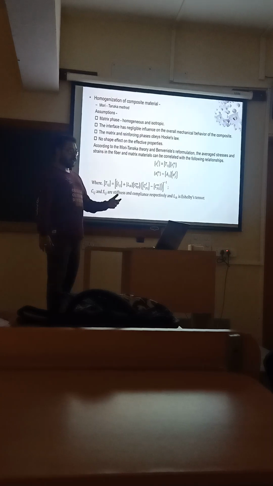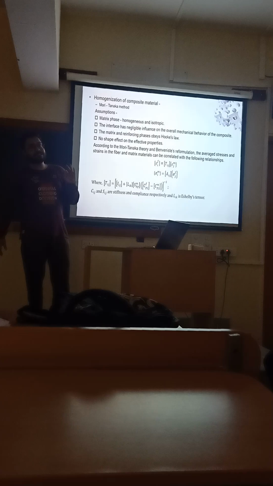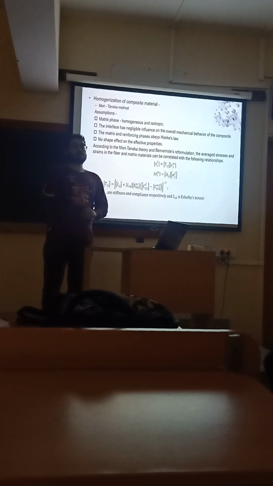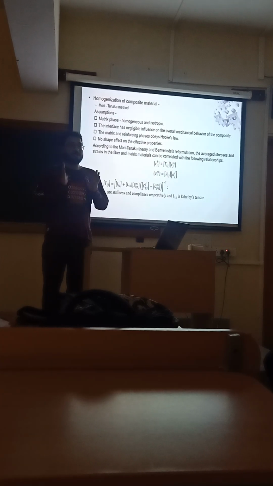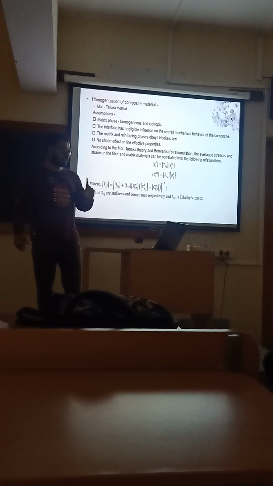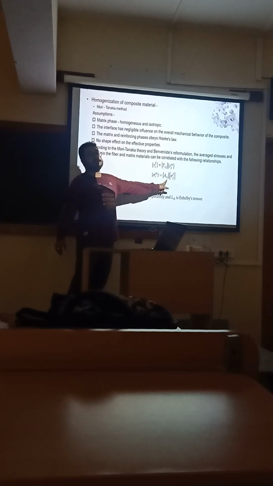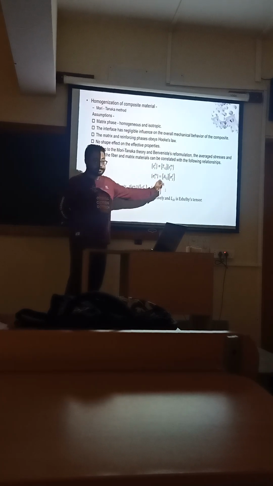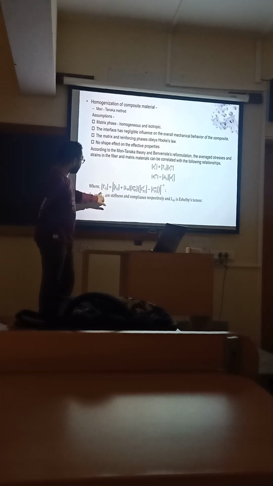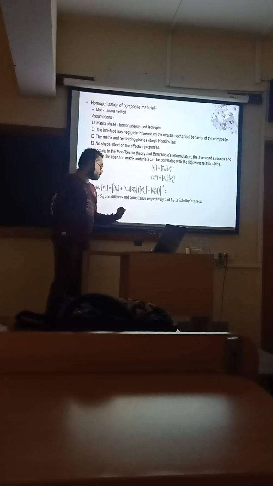Now, according to Mori-Tanaka theory and Wechsler formulation, they said that stresses and strains in both matrix and fiber are correlated. How are they correlated? They are correlated by two tensors. One is Tij and another is Aij. This Aij is the Mori-Tanaka tensor. Tij is given by this formulation, where Lik is Eshelby's tensor.